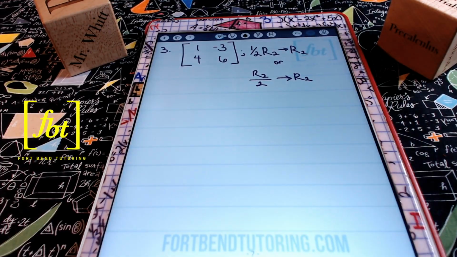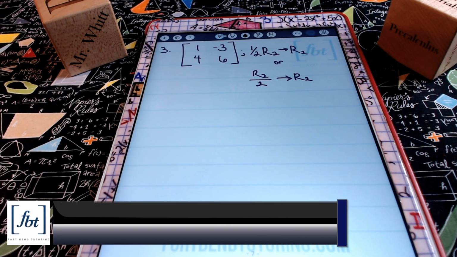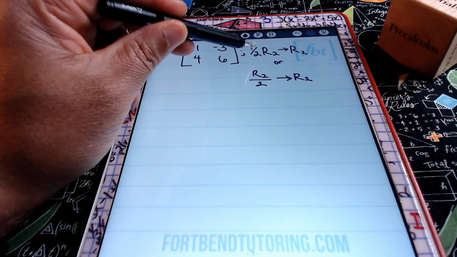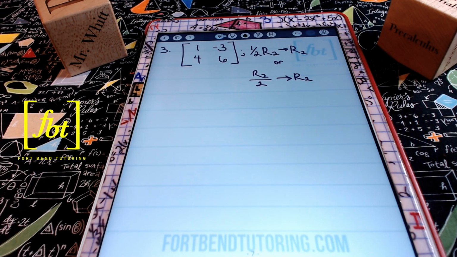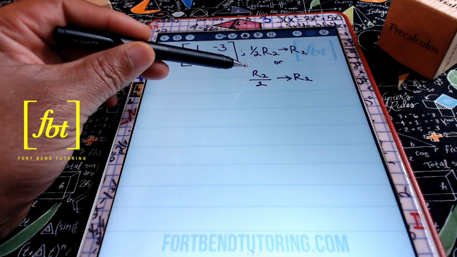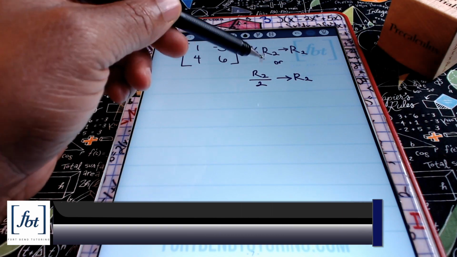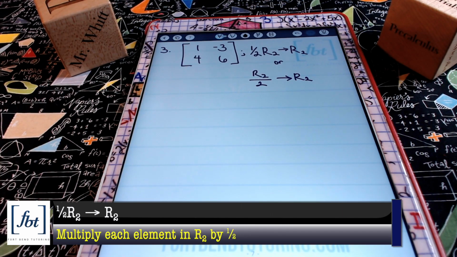Let's keep it moving. We have problem number 3 with a 2 by 2 matrix. That's the order that I'm referring to: 2 rows and 2 columns. And the rule that they're asking us to do is to take half of the values of the elements in row 2 and then place the result in row 2. You can also write this as row 2 divided by 2 and then place the result of that in row 2. So just a couple of ways of how the rule can be written in problem number 3, guys.